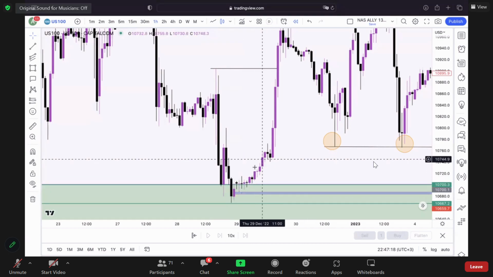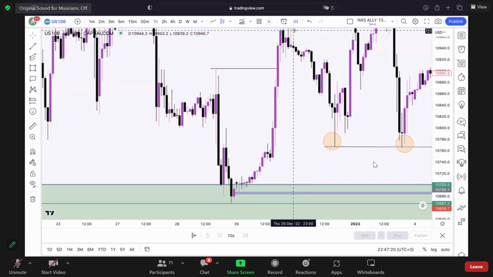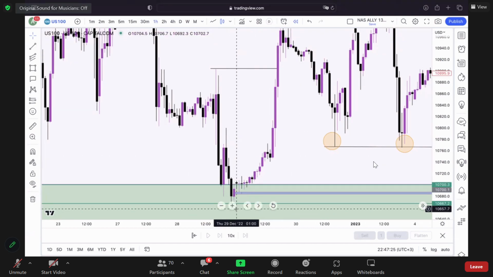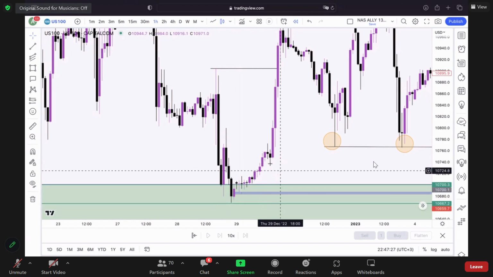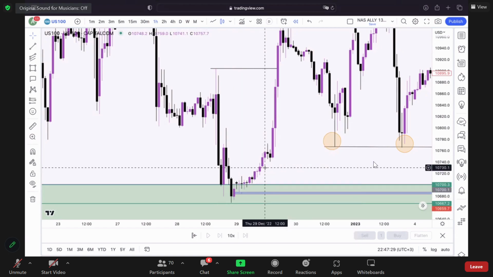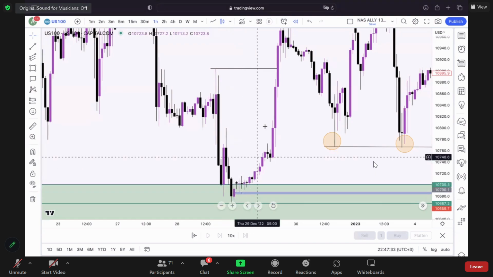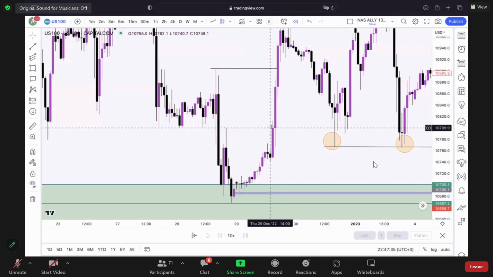But like I mentioned earlier, as long as you've got the displacement and as long as you have the break of structure, the last down candle is your order block. We will use the first 3 candlesticks, these ones. Don't be concerned about them as long as you have this happening.